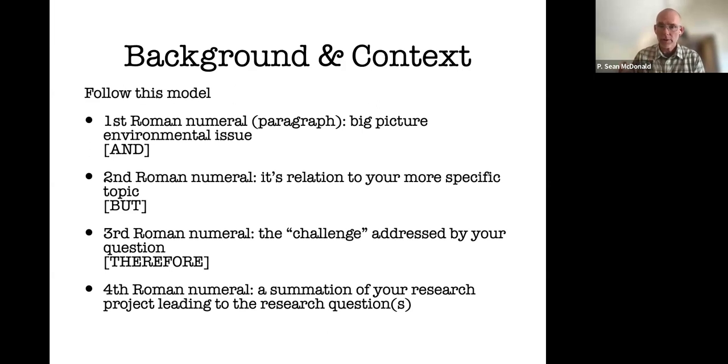The first paragraph should be the big picture environmental issue. So connect what you're doing to the big picture. The second paragraph, its relation to your more specific topic. So you can imagine the first paragraph and the second paragraph are connected by the word "and." Then the third paragraph is the "but." And the "but" is the challenge that you're trying to overcome. And then finally, in the 4th Roman numeral or 4th paragraph, you get to the "therefore," and that should be the summation of your research leading to your research question.